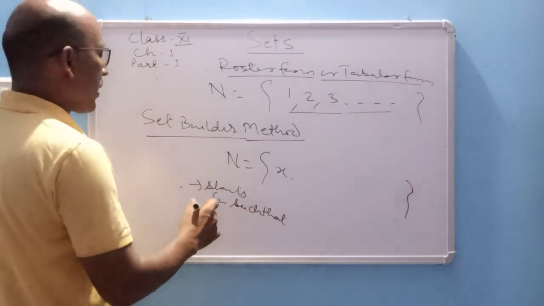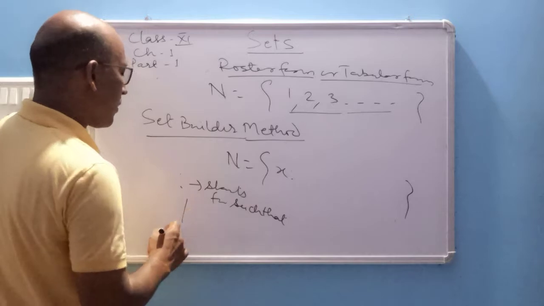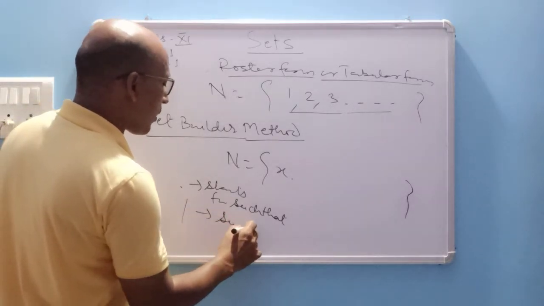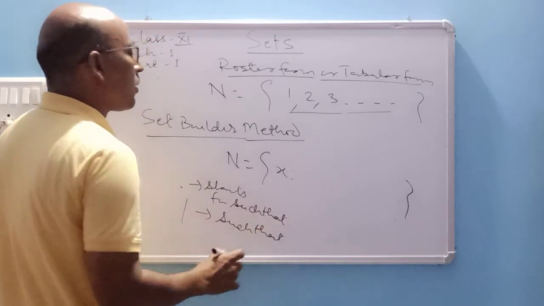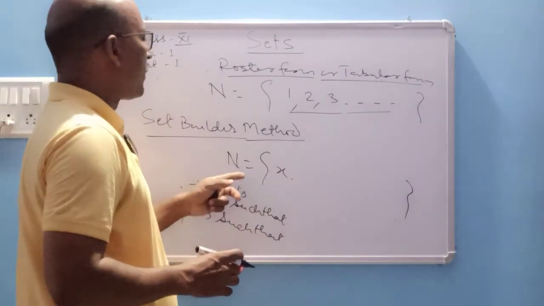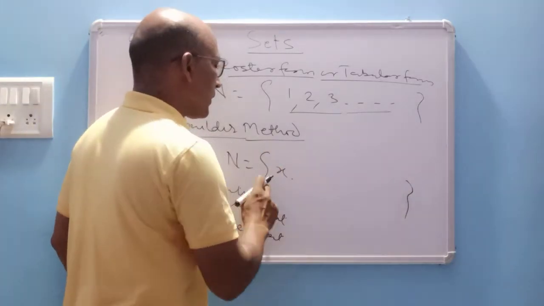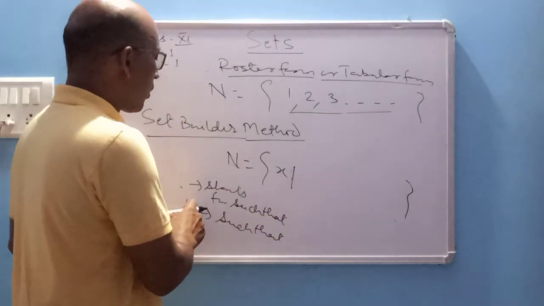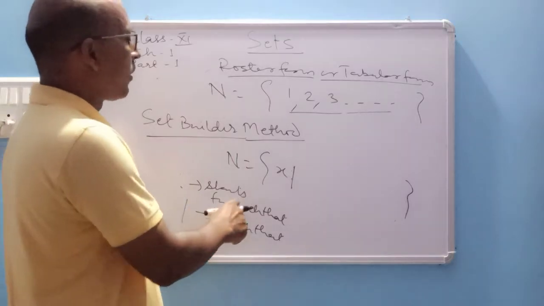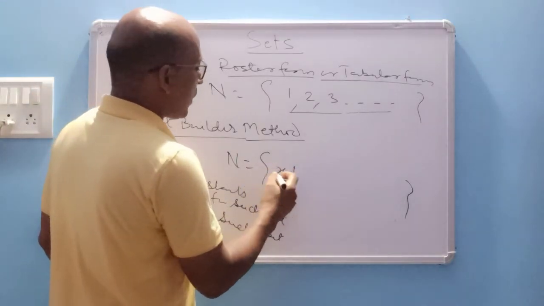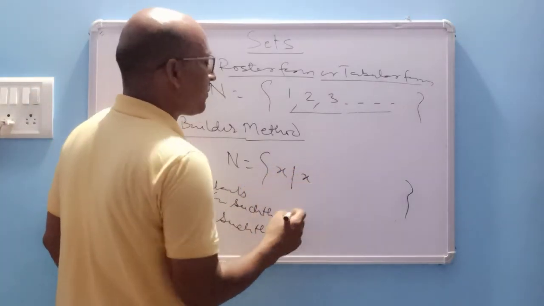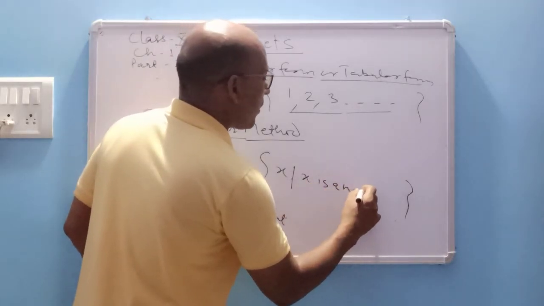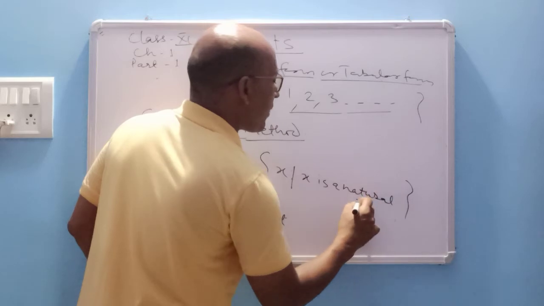Some writers also write a vertical bar, which also stands for such that. So, this is the set of all x such that. Either you use the semicolon or this vertical bar. The set of all x such that x is a natural number.